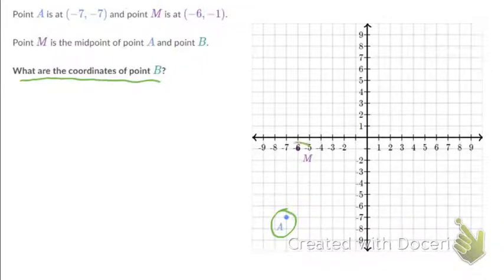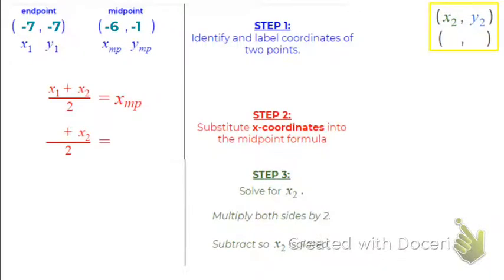We know that this is the middle, so point B is probably somewhere around here. You look at this, M is about the middle. So to find exactly the coordinates of point B, we can use the midpoint formula. I have a template where I've outlined the different steps you can go through to figure this out, and that's what I'm using for this example.